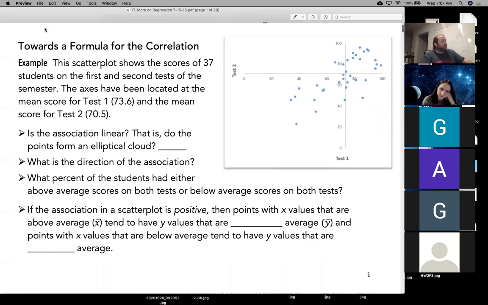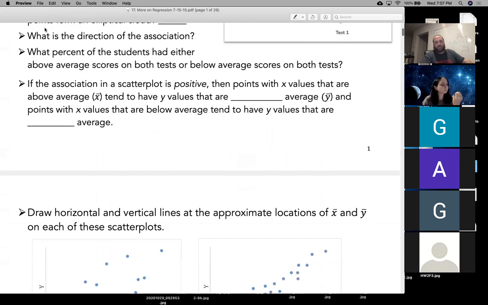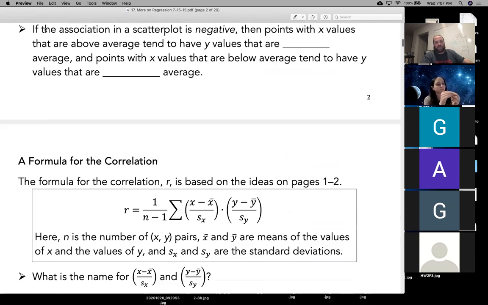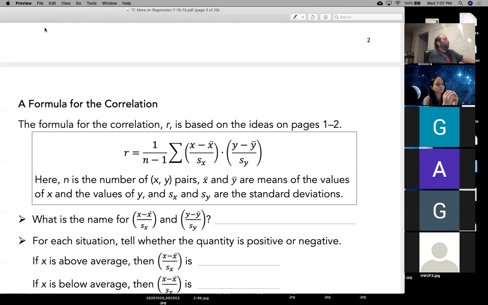And then we started this new chapter, which is kind of giving us a rationale for the understanding of why R is positive when we have a graph that goes up left to right, and why R is negative when we have a graph that goes down left to right. And we talked about that.